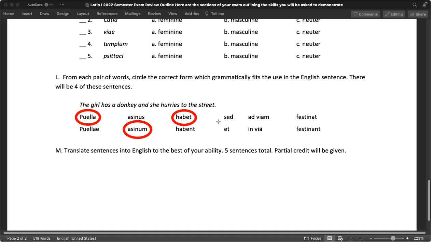And is the word et. She hurries. So the ending for she, if you go to your verb forms above, we know that the ending for she is the letter T. So there we have festinat. And then here it says to the street. I have two choices here. One says to the street. The other one just says in the street. So which one am I going to pick? I'm going to pick the one that says to the street.